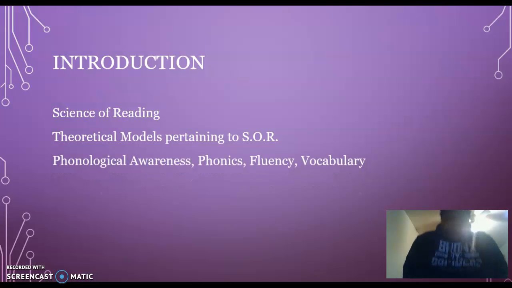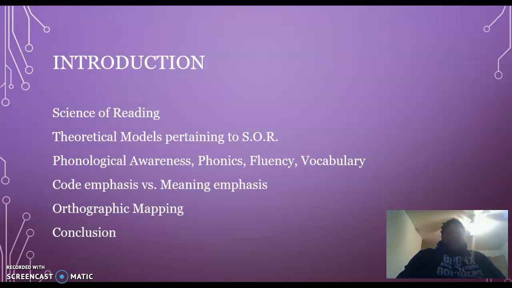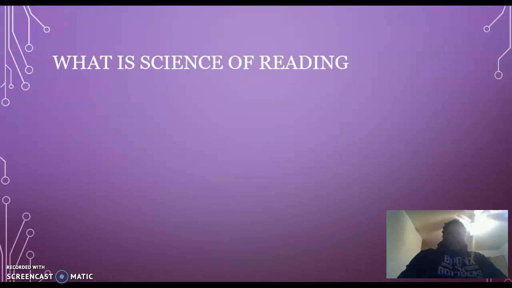Next, we'll discuss the different parts and types that go with the science of reading, such as the ones listed on the screen. Next, I'll tell you the difference between code emphasis and meaning emphasis and what they are. I'll go into detail about orthographic mapping, what it is, and why it is important, and that'll be it. So, let's talk about what the science of reading is.